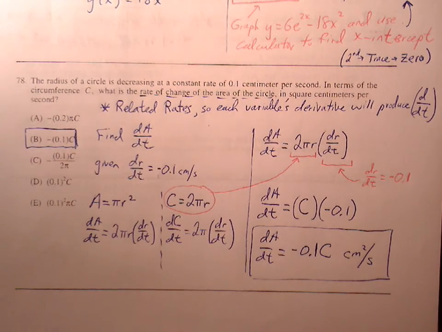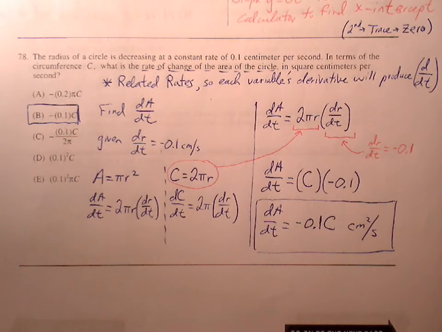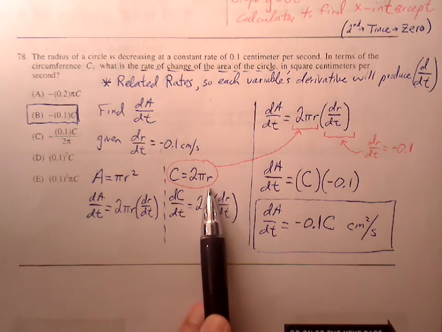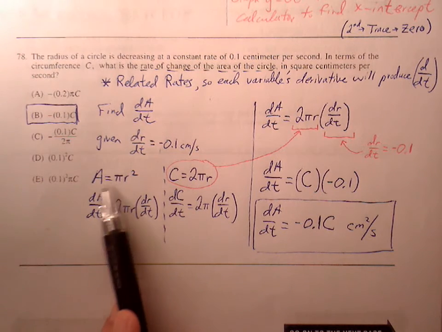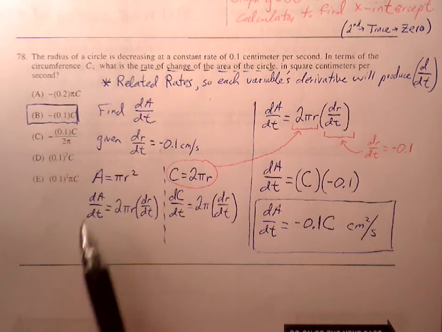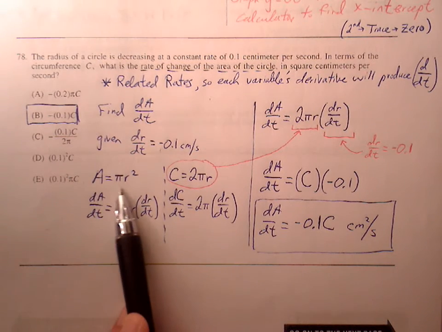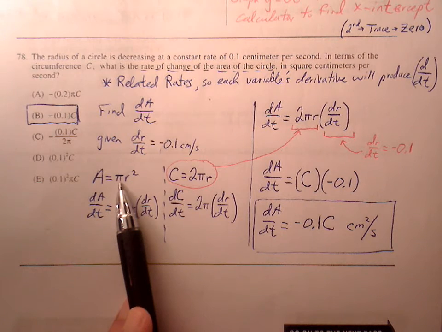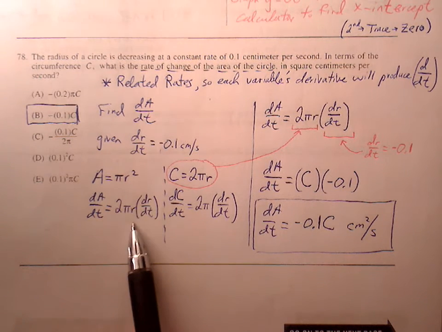So the equations that we may have to involve are the area of a circle and the circumference of a circle. We have A equals pi r squared, and C equals 2 pi r. I have to find dA/dt, so I'm going to have to find the derivative of this equation. So A becomes dA/dt. For pi r squared, we go through the power rule and bring down the 2. Pi is just a constant, r is the variable radius.